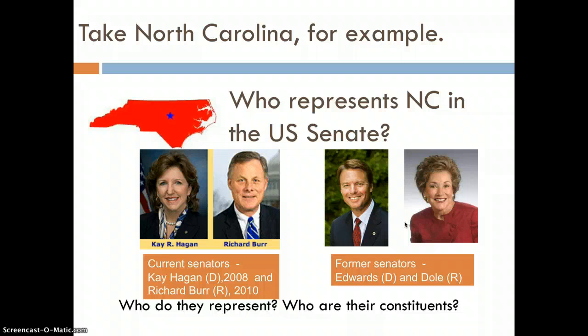So in North Carolina, our 2 senators are Kay Hagan, who's from Greensboro, and Richard Burr. Former senators are John Edwards, who's been in the news a lot recently, and Elizabeth Dole. These senators are supposed to represent the entire state, not necessarily one district. So they don't represent Wilmington over Durham. They don't represent Raleigh over Asheville. They're supposed to represent the whole state.